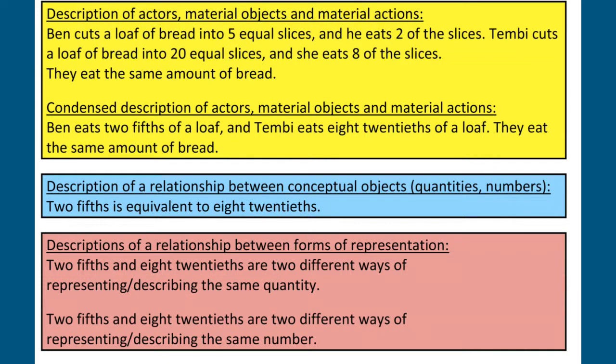So we have the three different kinds of discourse. We have yellow discourse, which is about real material objects, events, etc. We have the blue, which is the bulk of mathematical discourse and scientific discourse, descriptions of relationships between conceptual objects. But then we have that pink one at the bottom, which is really a discourse about language, a discourse about representation.